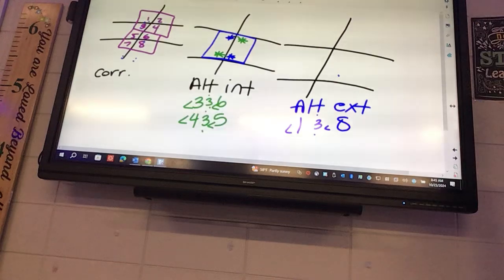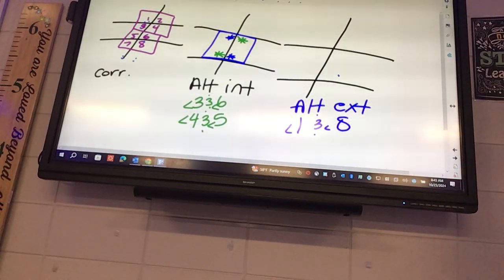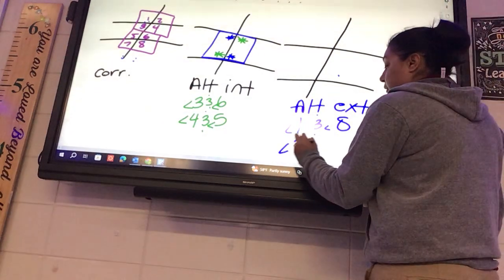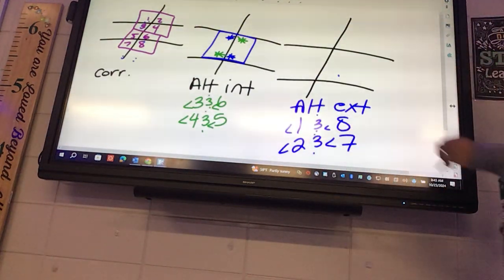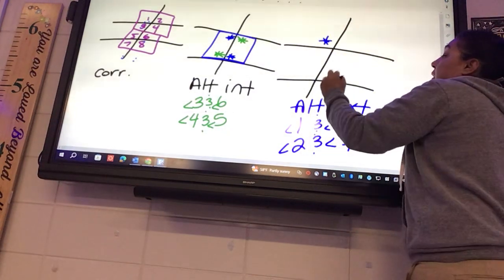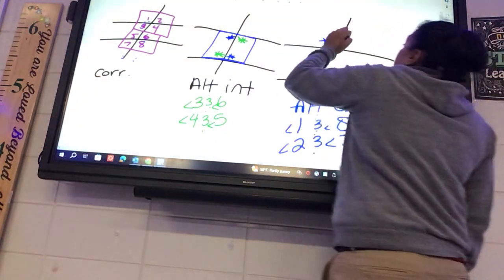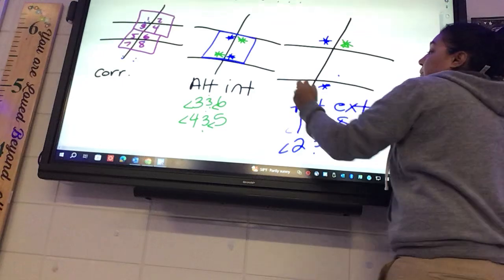And 2 goes with who for alt exterior? 7. 2 and 7 are alt exterior. So right here goes with this one, and this one goes with this one.